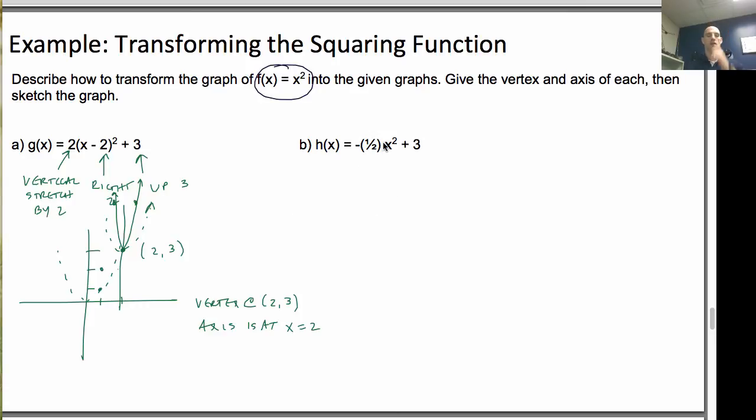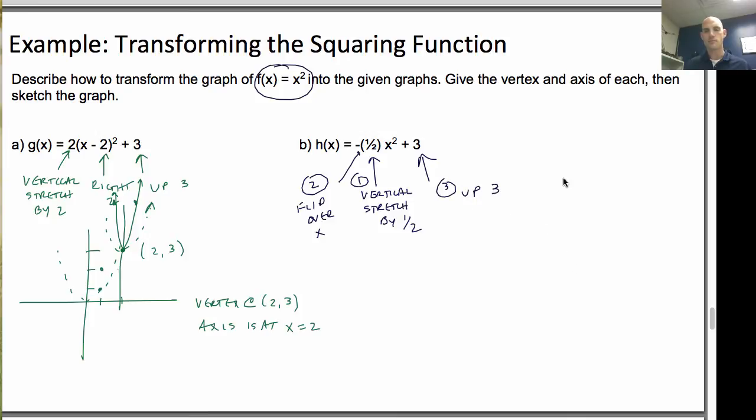In this next one, let's look. A couple of things happen. I've got this little negative out front, I've got the half, and I've got the 3. The first thing I'm going to do is vertical stretch by a half. The second thing I'm going to do is flip over x, because it's easier to do it like that than to flip it and then stretch it and flip. And then the third thing I'm going to do is go up 3. So where's my vertex? Let's take a look. My vertical stretch by a half and my flip over x don't do anything to my point. The up 3 does something to my point.